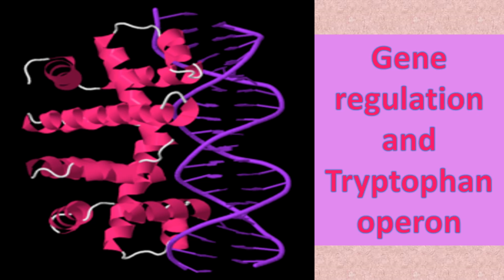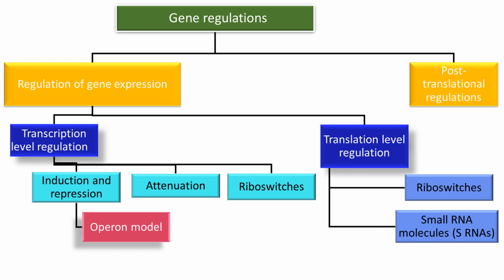This is Dr. Komalacharya and this time I'm going to talk about gene regulation and the tryptophan operon. We have seen in our previous video lectures that gene regulation falls into two categories: regulation of gene expression and post-translational regulations. Further, the gene expression regulations can occur at two different levels. One is at the transcription level and the second one is at the translation level.